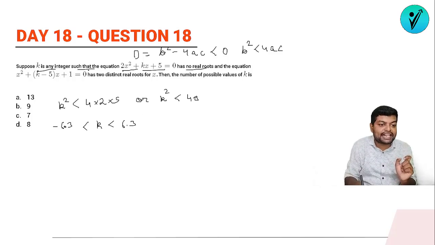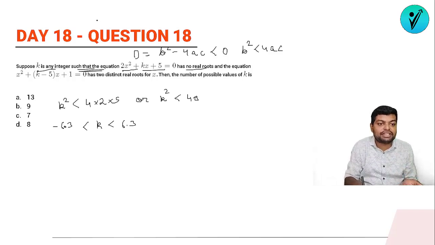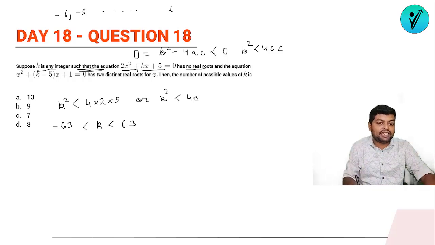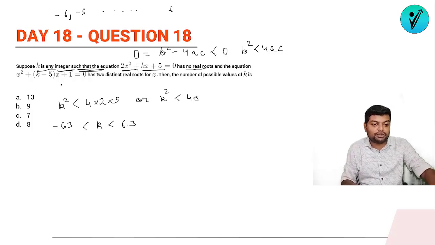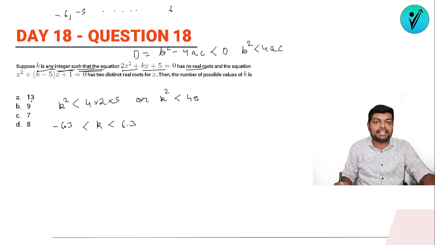But the condition is that k is any integer. Since k is any integer, what are the values that k can have? The values will be minus 6, minus 5, up to 6. These are the different possible values, because k is an integer, so we can take only integral values. Even though the range is from minus 6.3 to positive 6.3, 6.3 is not an integer. So the integers will be from minus 6 to 6.